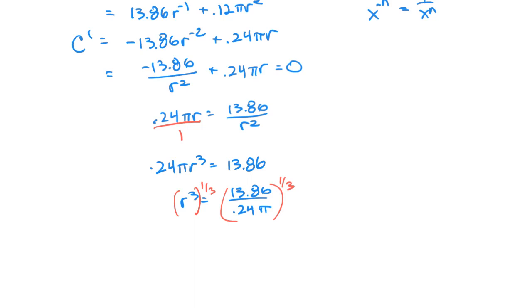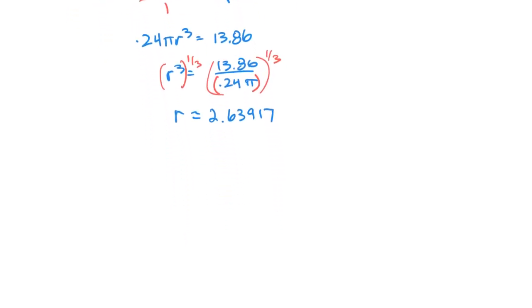This happens constantly. This has to be in parentheses. Or you just have to multiply them first. But we have to be careful with the order of operations. And if this is done correctly, you should get r equals about 2.63917. Okay, so that gets us here. So this is our critical number.